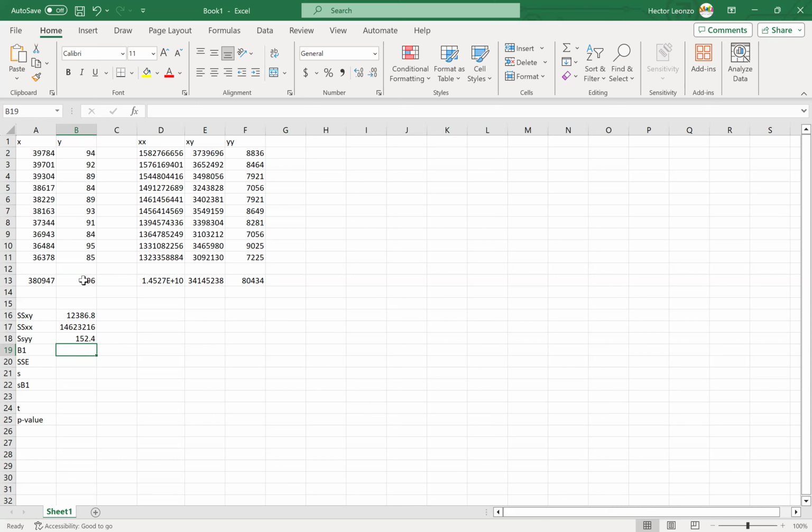For my beta 1, I have to go equals sum of the squares of xy, this one, divided by sum of the squares of xx, this one. Okay, so there's my beta 1. My sum of the squares of the error, I have to go equal sum of the squares of y, which is this number, minus beta 1 times the sum of the squares of xy.